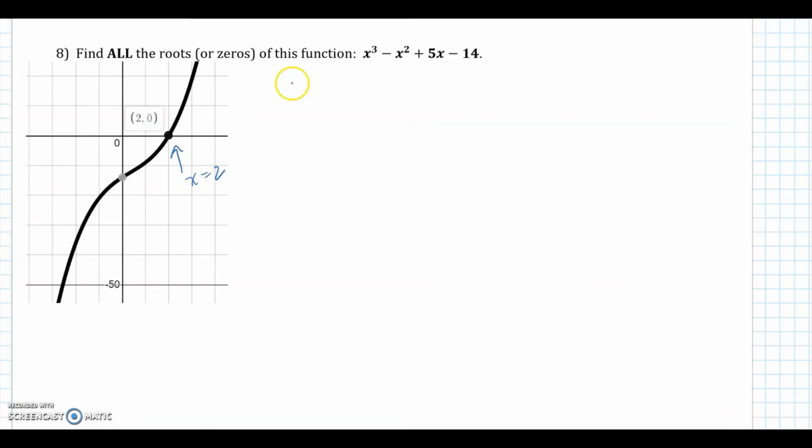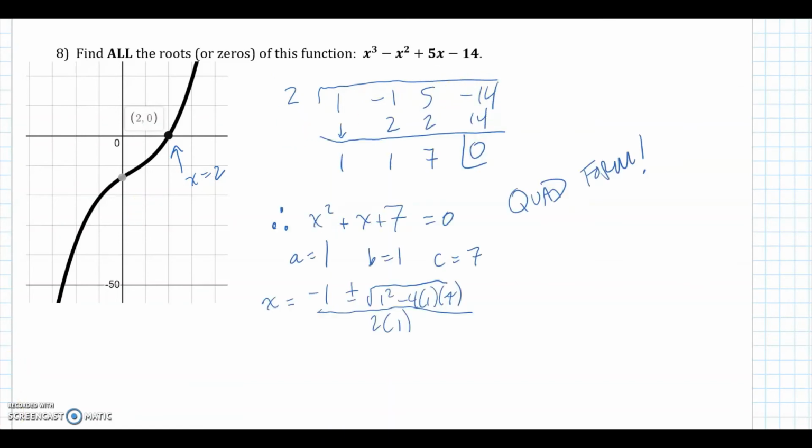So I'm going to use synthetic division. 2, 1, -1, 5, -14. So when I divide it out, I get x squared plus x plus 7. Those are going to represent the other two solutions, so make it equal to 0. Not factorizable, so it's quad form time, quadratic formula. A is 1, B is 1, C is 7, and x equals the opposite of b plus or minus the square root of b squared minus 4ac all over 2a.